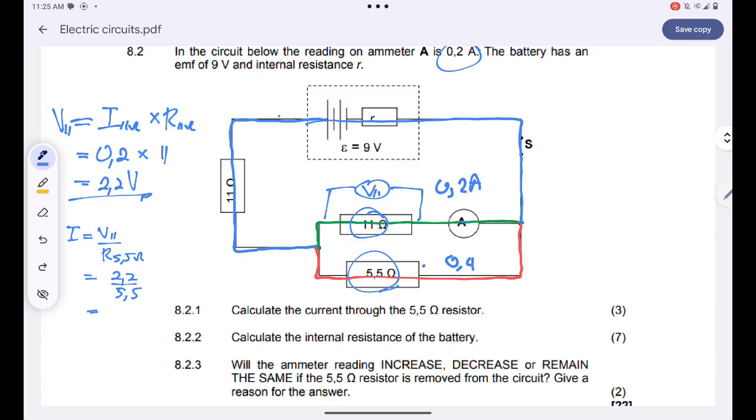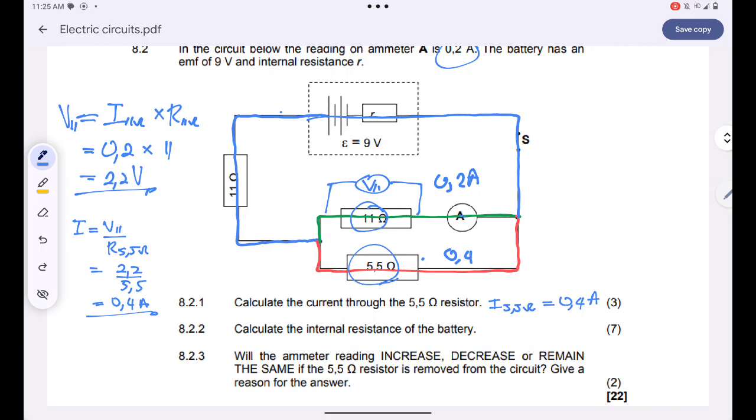2.2 divided by 5.5, and yes, I do get 0.4 amperes. So the amount of current flowing through the 5.5 ohm resistor is just 0.4 amperes. Okay, and now they want us to calculate the internal resistance of our circuit.